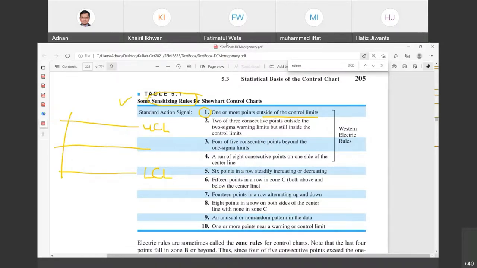Let's see rule number two. Rule number two is two of three consecutive points outside the two sigma limit. The meaning here is we divide this. Let me exaggerate a little bit and put a bigger area. Okay, anyway, let me change the color to make it clearer.